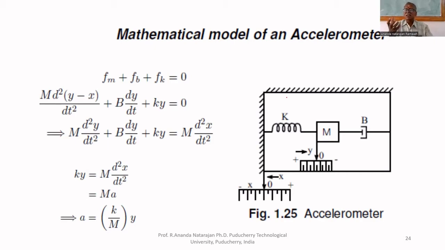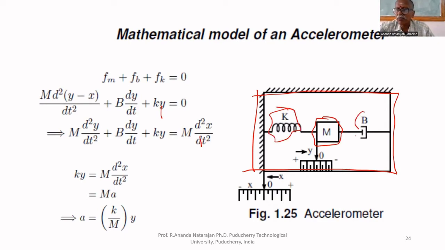This is the accelerometer, to measure the acceleration. It's nothing but a small mass placed inside a box. This is a box in which a small mass is placed. That's all an accelerometer is. It has one spring and a dashpot.